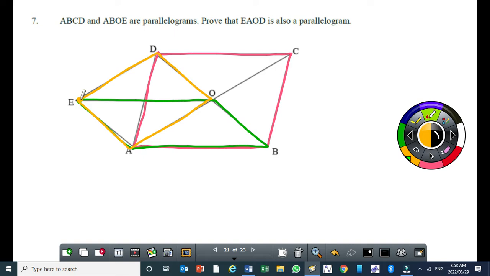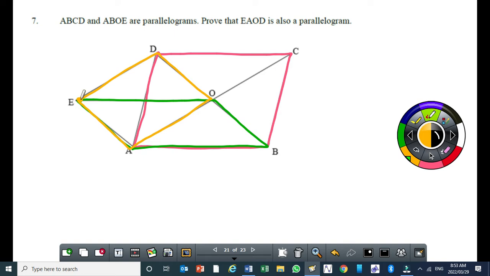At the same time, since ABCD is a parallelogram, the diagonals bisect. Therefore, AO is going to be equal to OE. But now the challenge is this side here, DE, to connect it to AO. We cannot just rush and say opposite sides are equal. You can't.